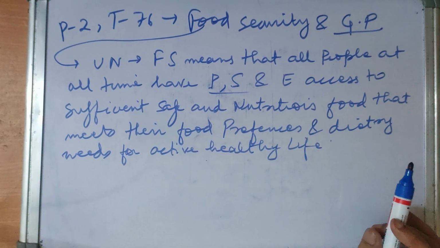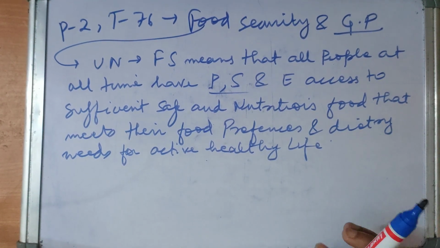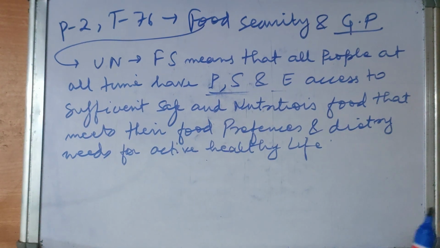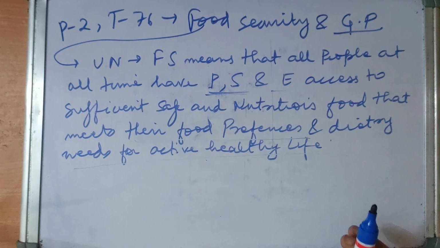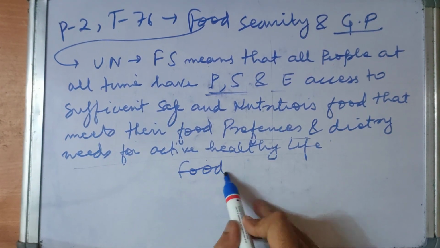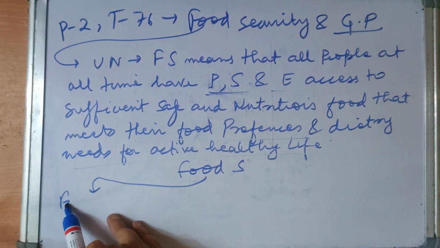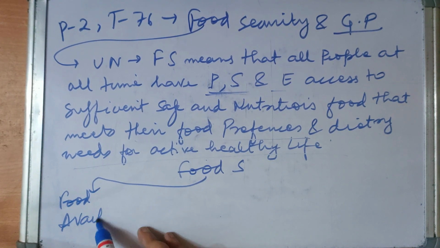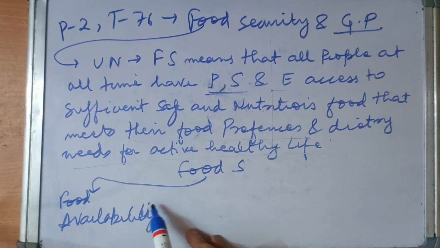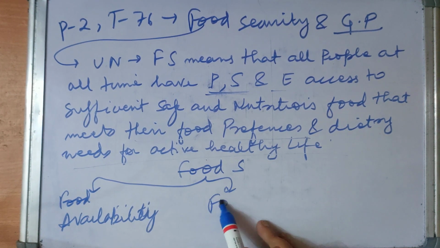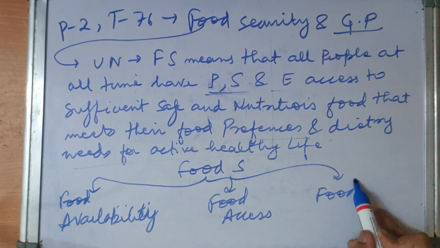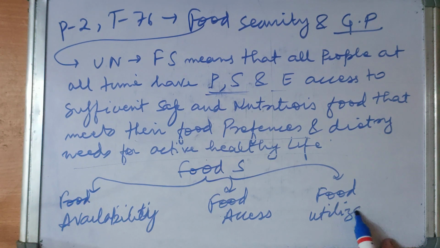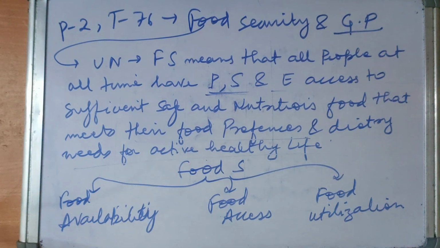So this is how we can define food security: at all times, all people have physical, social and economic access to sufficient, safe and nutritious food that meets their food preferences and dietary needs for an active healthy life. So in short, food security is nothing but food availability, food access and food utilization. These three terms when combined make food security. So I hope you understand what food security is.